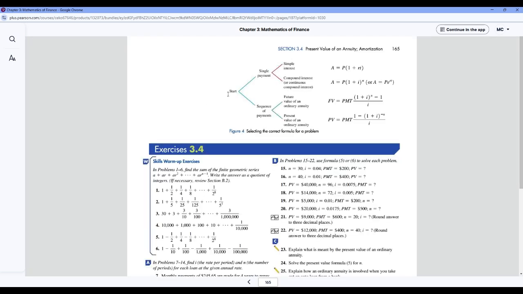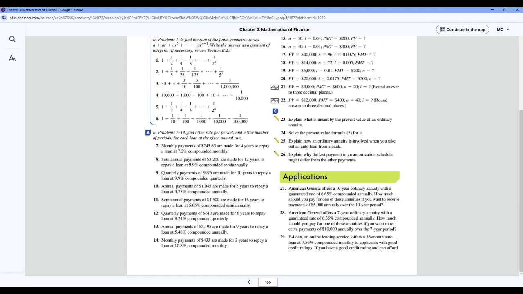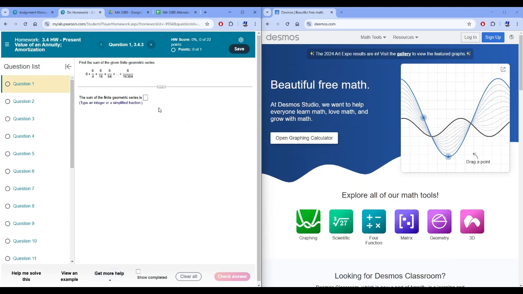And that just kind of gives us the start: single payment or sequence of payments. Is it a single payment, simple, compound, future, present? And then these are all the equations that go with that. So that's actually something really good to have. If this was me, I'd be writing it down. All right, and that's it with the textbook. Let's get straight into it.